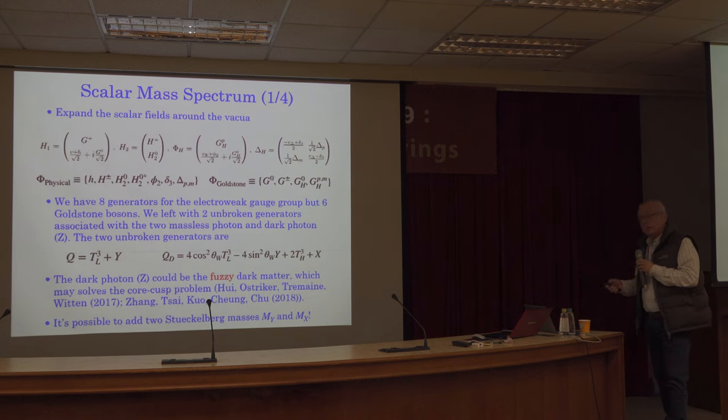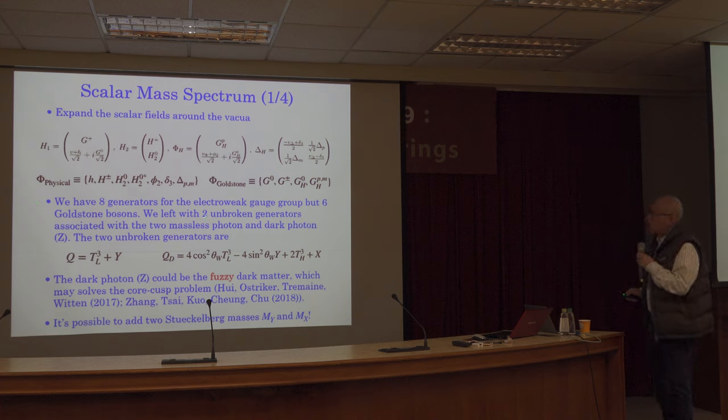So let me say a little bit about the spectrum. So we do the same exercise. You expand the Higgs field around the vacuum. There's a VEV here for H1, and no VEV for H2, and then a V5 for the doublet, and V delta for the triplet. And then you go on to do the exercise, and then you find out all the physical fields and Goldstone fields.